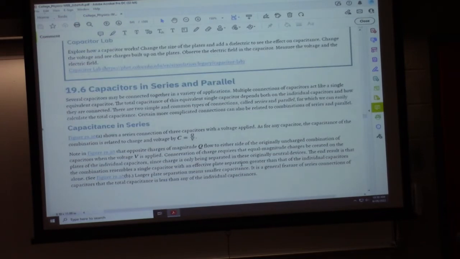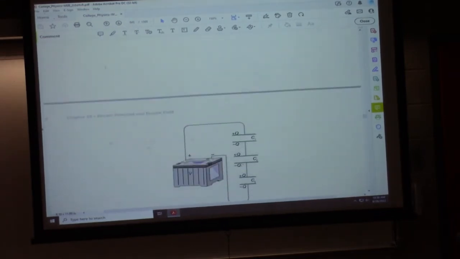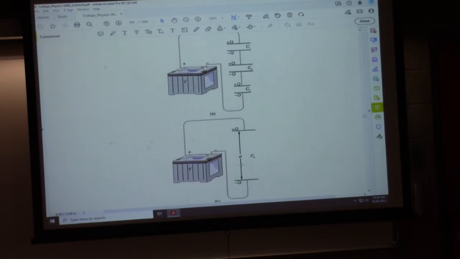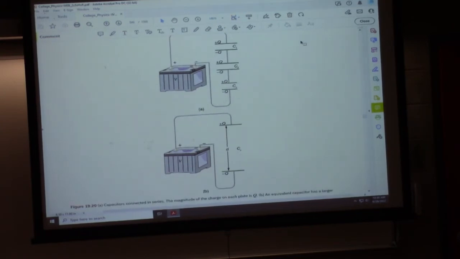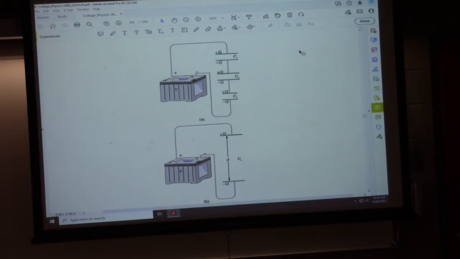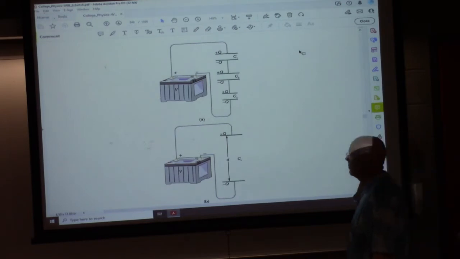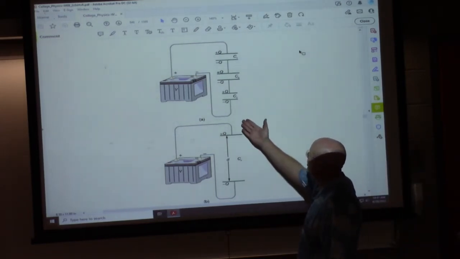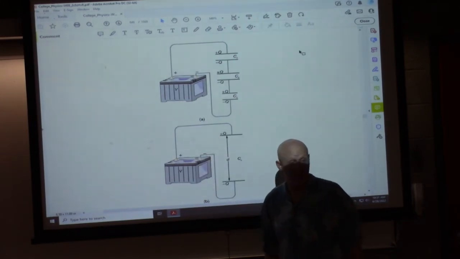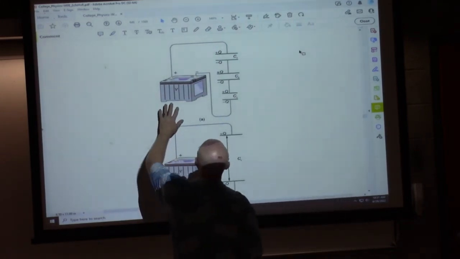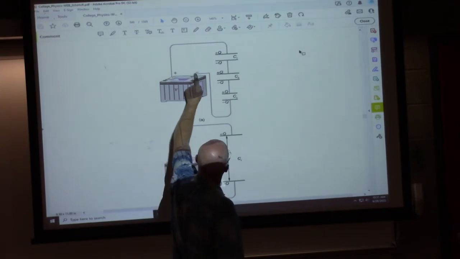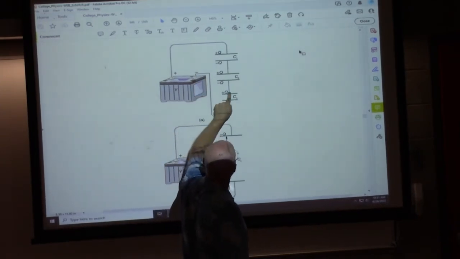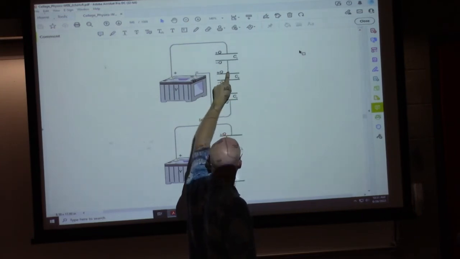Now, here's where it can get even more interesting. Let's see if I can just get both of these on here. What if we have more than 1 capacitor hooked up? What if we hook it up something like this, where we have our battery, and then we take the wire from the negative and go to the first capacitor, which then goes to the second capacitor, which then goes to the third capacitor, and then back.